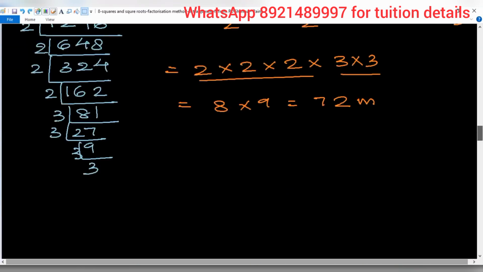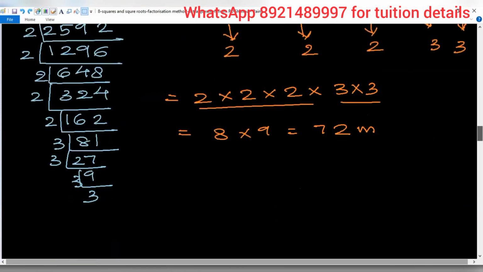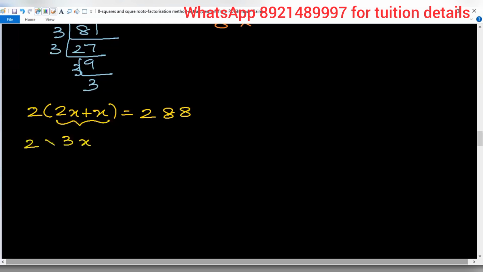One minute. Let me copy that equation first. This is the equation which we have to solve now. Okay. Now it is here. Now inside the bracket, what do we have? 2x plus x, that is 3x. So outside we have a 2. 2 into 3x is given as 288.